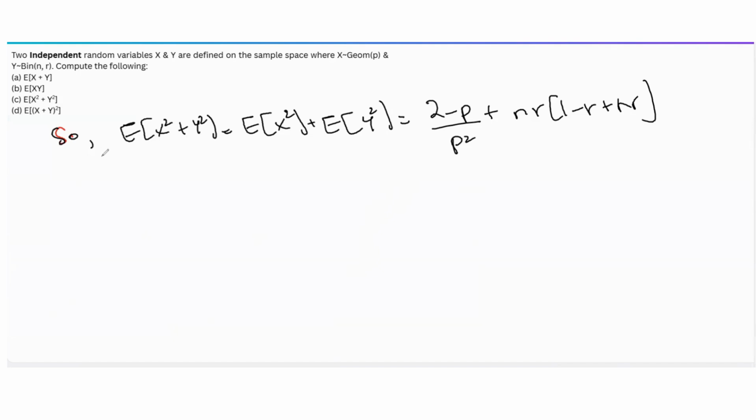We first used the property that expectation is a linear operator to write the expected value of x squared plus y squared as the expected value of x squared plus the expected value of y squared. And then to find each of these, we were able to easily find them because we knew the variance and expected value of each of these random variables. Now let's look at part D.